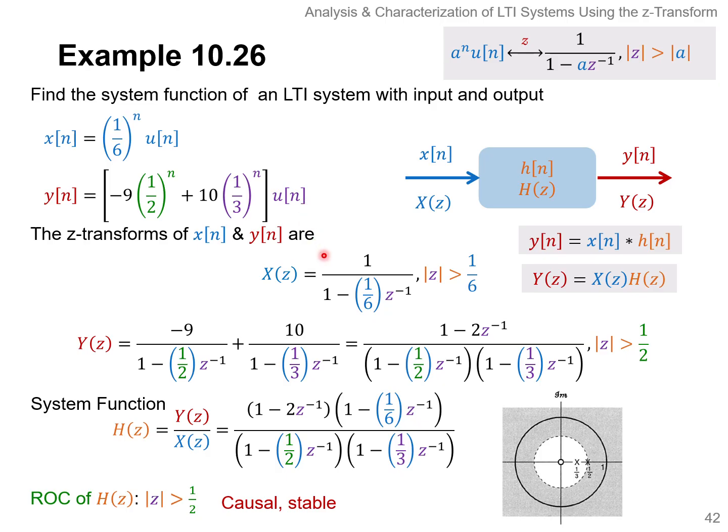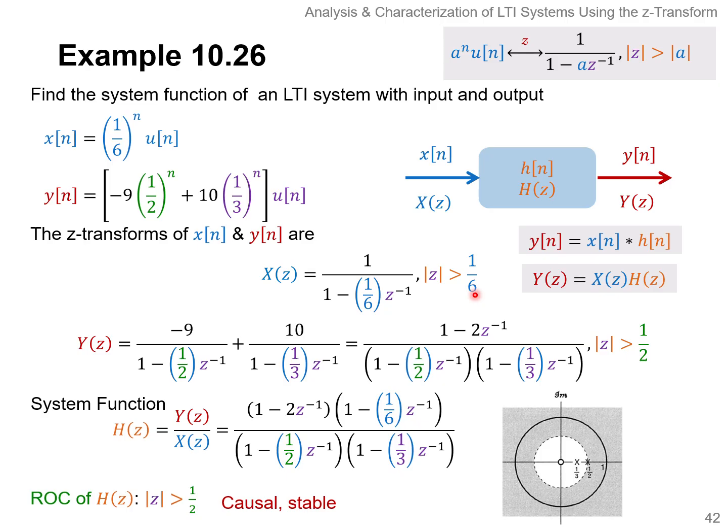Next, we take the z transform. For the input, we use the standard exponential pair. The result is a simple form with one pole. The region of convergence is outside a small circle.